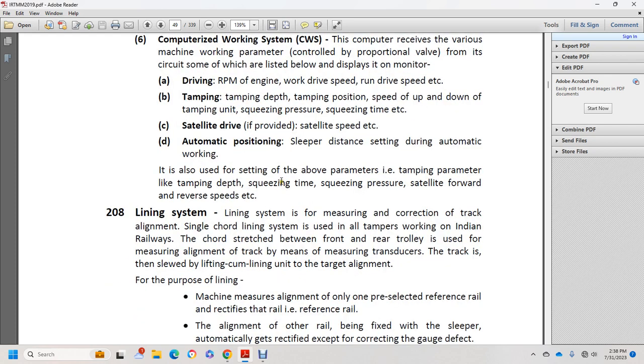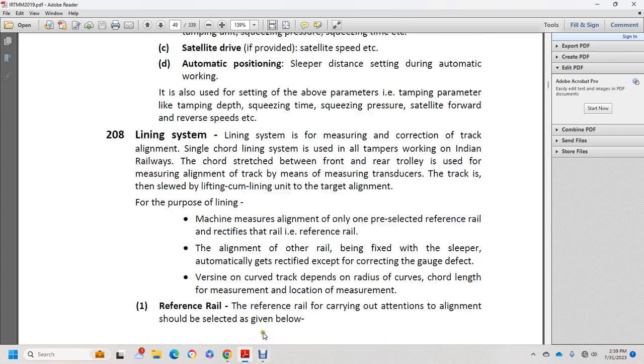Lining system. The lining system is measured for the correction of the track alignment, with the single chord alignment, with the tamping working with the engine rail, with the chord strapped at the front and rear of the trolley, measuring alignment over the track with the transducer. For lifting and lining, the unit targets alignment, and for this purpose the machine measures the alignment with only one pre-selected reference rail and rectifies the rail with reference to it. The alignment of the other rail is fixed with the sleeper, which automatically gets rectified, accepted for the corrective action of the current defect.